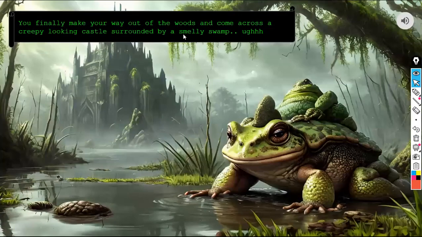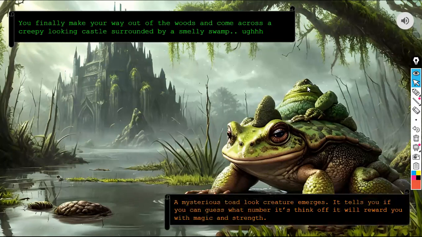All right, so a little cut scene here, guys. So you finally make your way out of the woods. Oh, and unfortunately, you made it to this swamp-like area. Doesn't look too pleasant. And you have this huge toad here, this frog here.